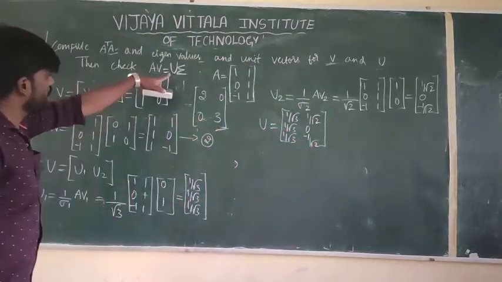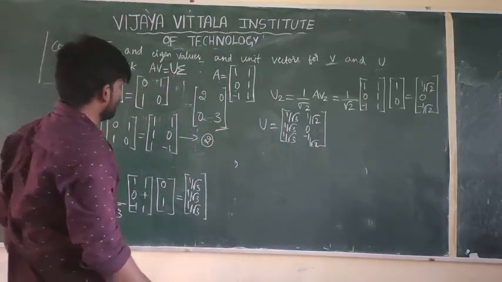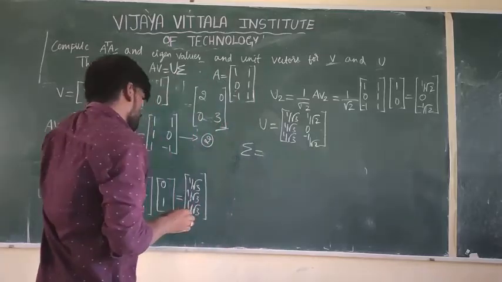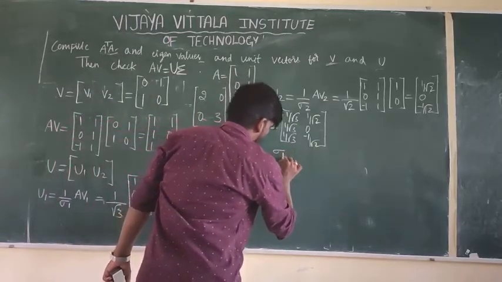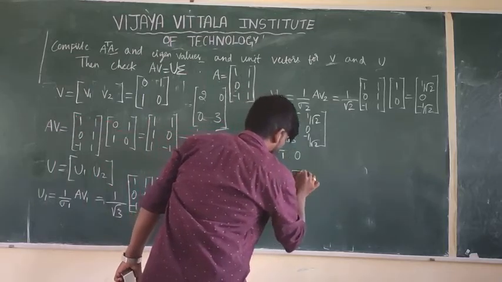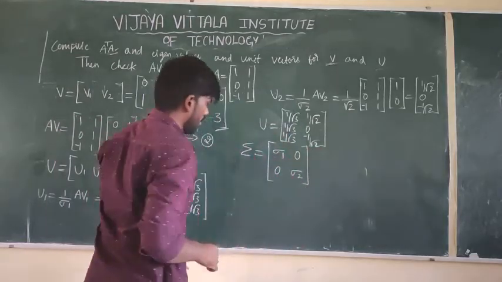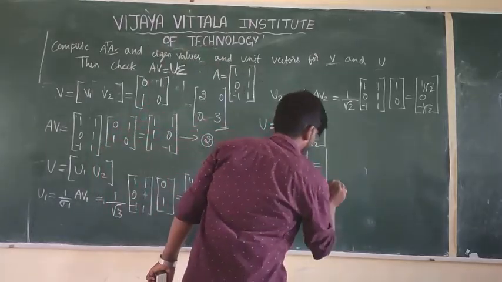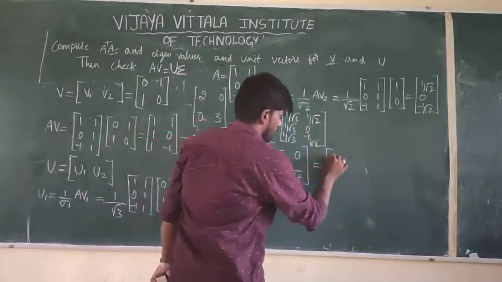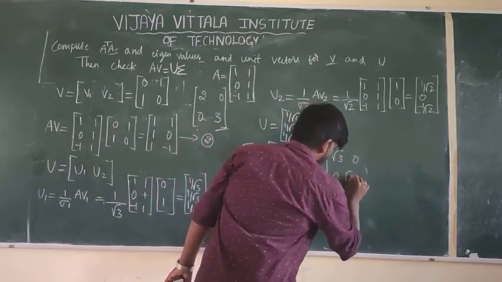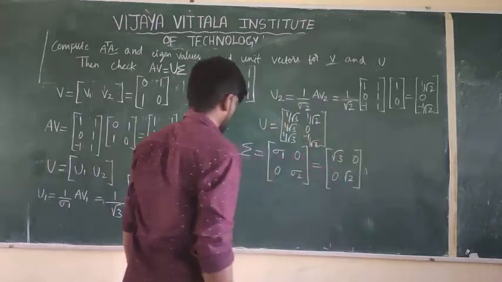To find the RHS, we need the summation matrix. The summation matrix is given by sigma 1, 0, 0, sigma 2, where sigma 1 and sigma 2 are the singular values: sigma 1 is root 3, 0, 0, and root 2. This is the sigma matrix.